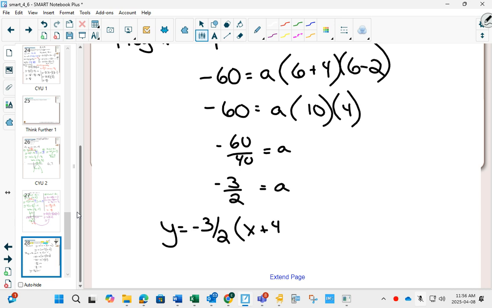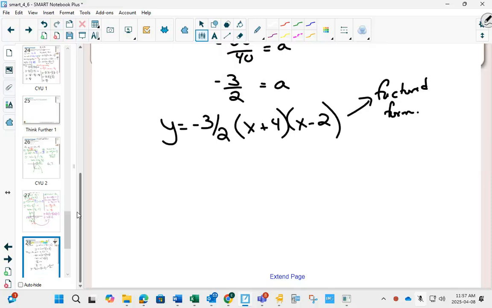So now I have the complete factored form: y equals -3/2 times (x plus 4) times (x minus 2). This is the factored form. Now if you have factored form or standard form, you can always find general form by expanding, combining like terms, and simplifying.